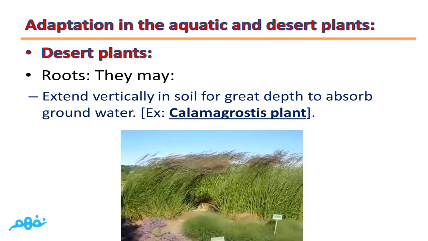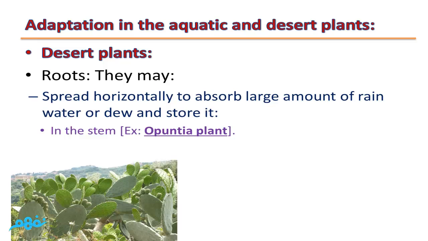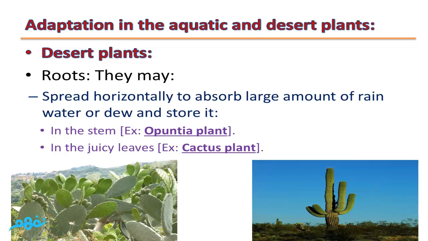Roots of desert plants: they may extend vertically in soil for great depth to absorb groundwater, such as calamagrostis plant. They may spread horizontally to absorb large amounts of rainwater or dew and store it, number 1, in the stem, such as opuntia plant, or in the juicy leaves, such as cactus plant.